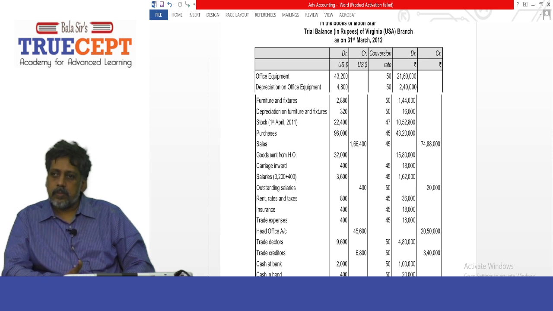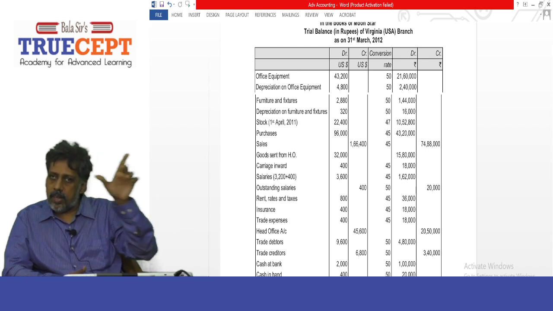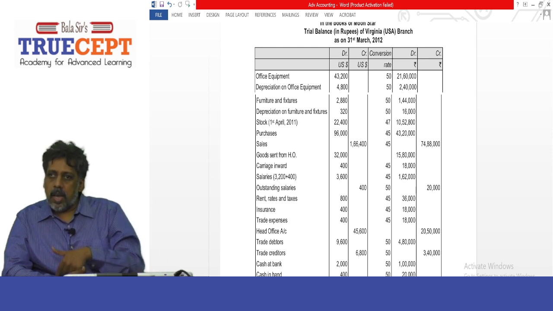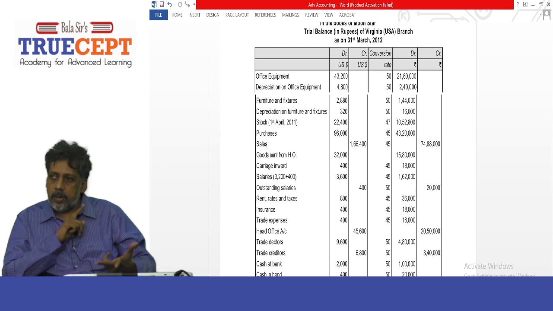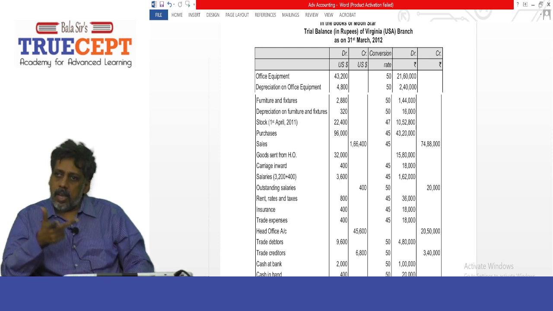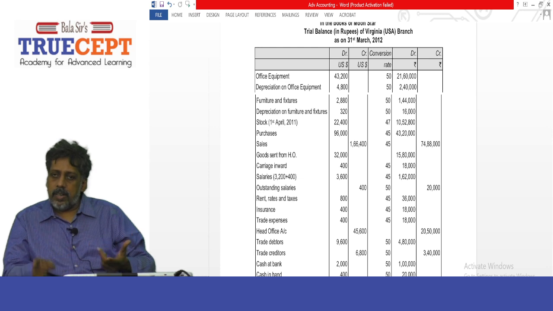Next. Depreciation on office equipment 4,800. Remember, debit balance. So the entry is depreciation account debit to asset. Asset goes down and in that place there's a new debit. That is your depreciation expense. $4,800, and 50 rupees, 2,40,000. Take the closing rate of exchange for depreciation. It's not like any other expense, right? It is on fixed asset. Next. Furniture and fixture, 3,200 minus 320, therefore $2,880. Again, the closing rate 50 rupees a dollar, 1,44,000 rupees. And then $320 depreciation on furniture, 50 rupees, 16,000 rupees.